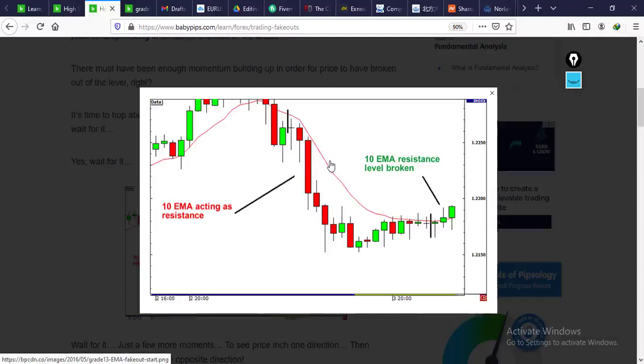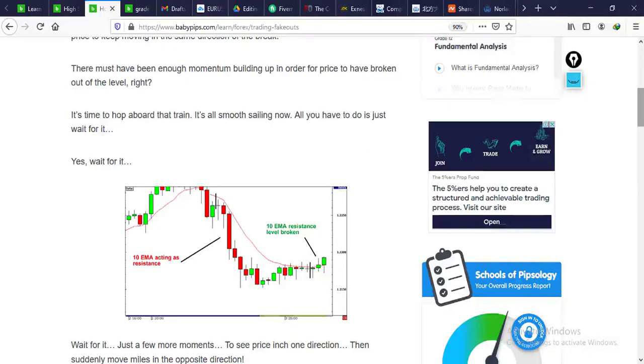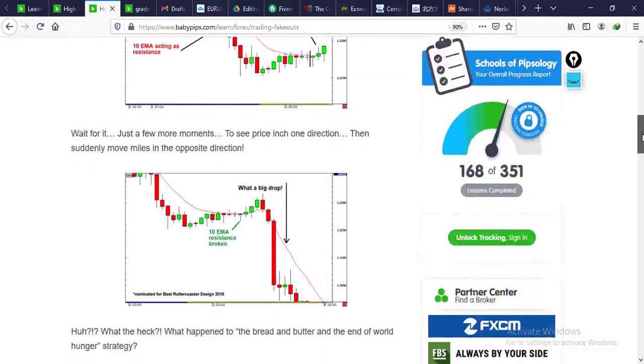In this diagram we're looking at right now in the chart, we see the 10 EMA acting as resistance. Price broke below the resistance and fell down all the way below the resistance, which is the red line, the red EMA. And what do we see? Price broke above here and even closed stronger and higher. So if you're using this, one could say it's time to buy, but it is important for you to wait. Once you spot the breakout, wait to see price inch in one direction, then suddenly move miles in the opposite direction. It happens.